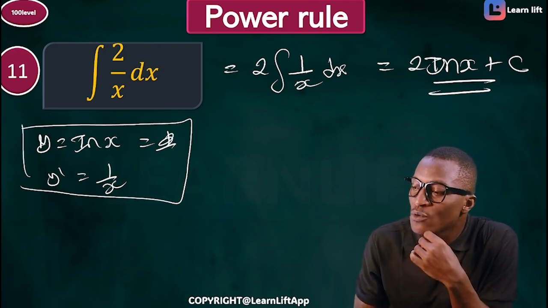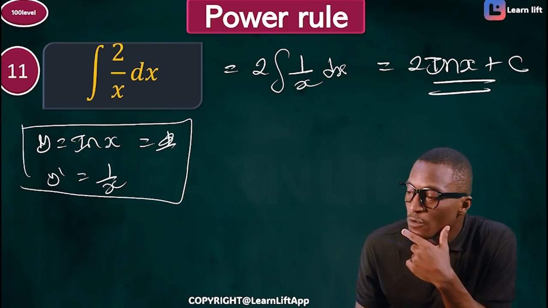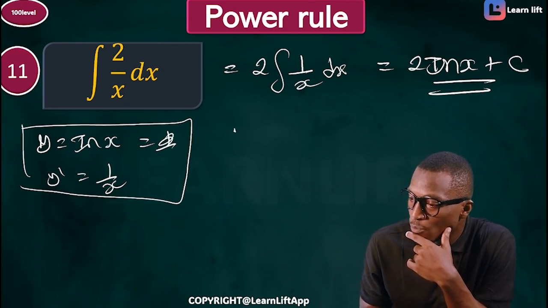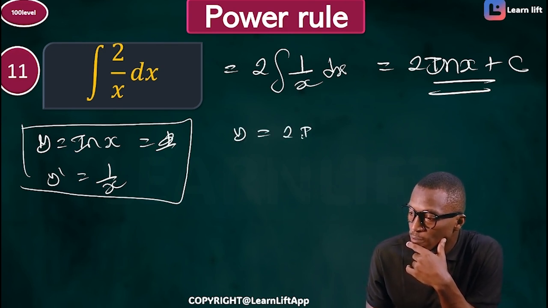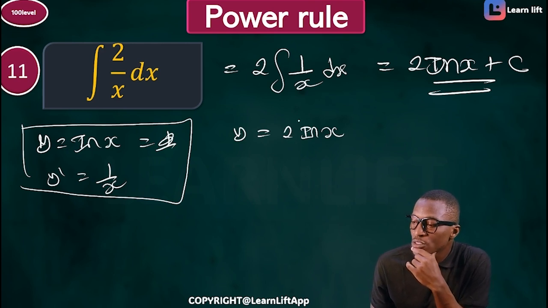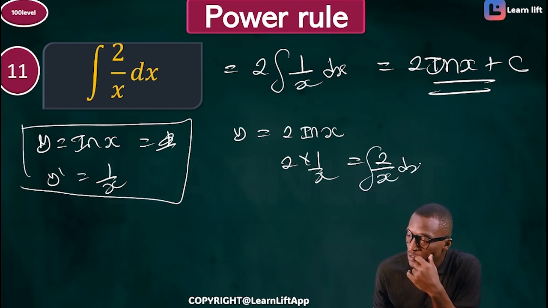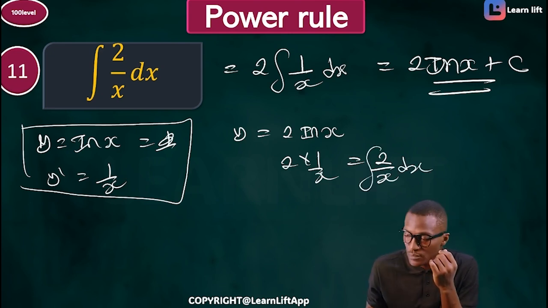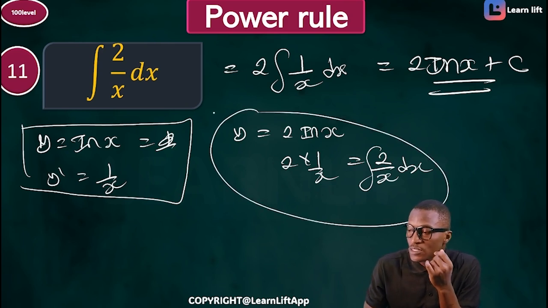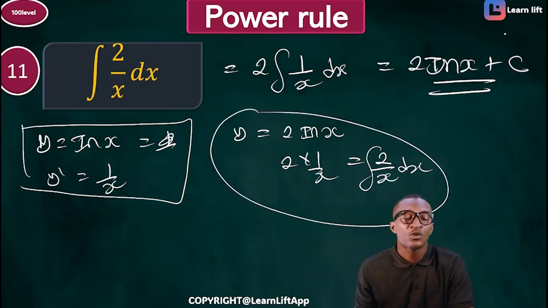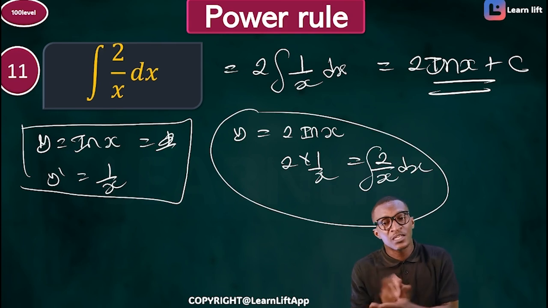Please keep this one side. It only happens when you have 1 over x. Because if you differentiate this now, if we have y is equal to 2 ln x, how do you differentiate this? The 2 is here. Differentiating ln x will give me 1 over x, times the 2. This will give me 2 all over x. So they now tell you to integrate this. Integrating this now, you're going to get this. Are you seeing that? So please, if you have 1 over x, always ln x. What's the integral of 1 over x, everybody? ln x.